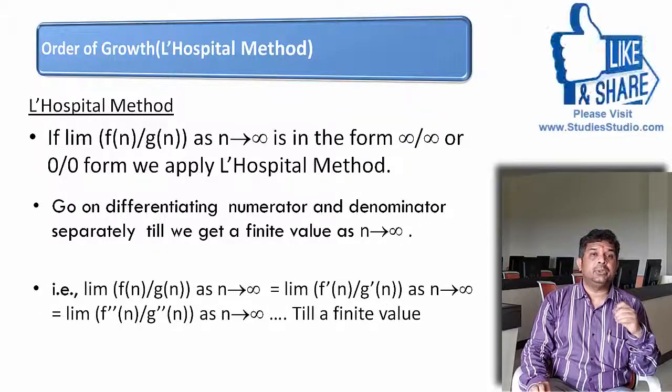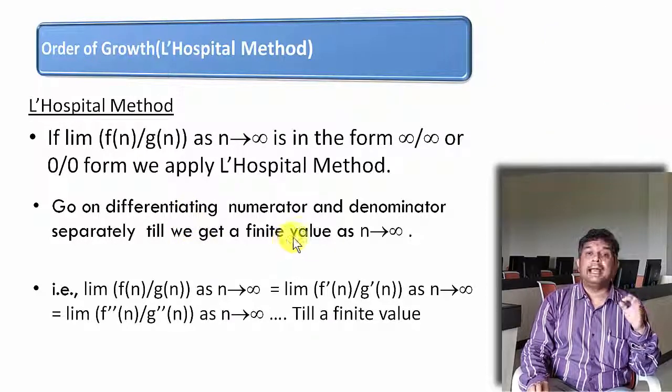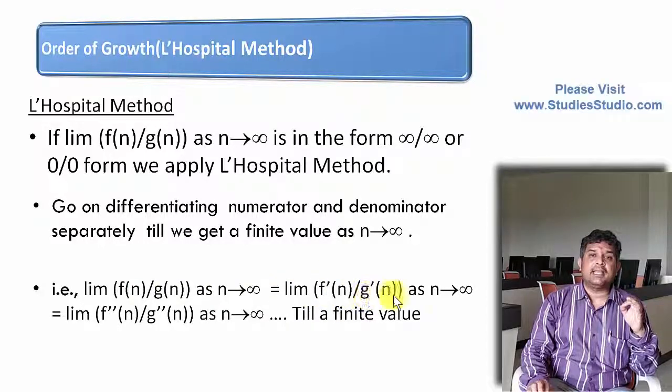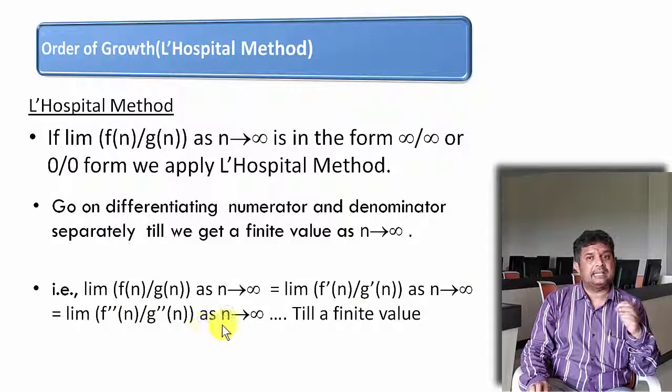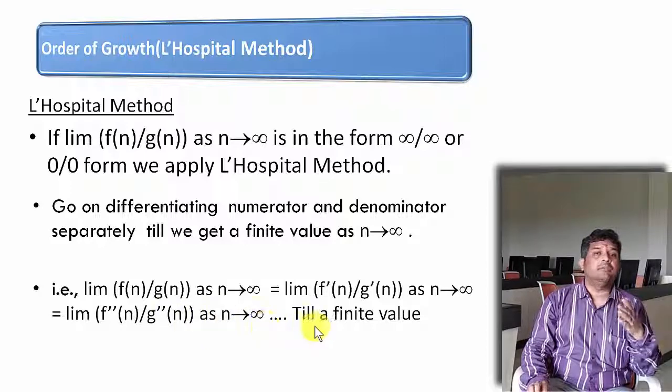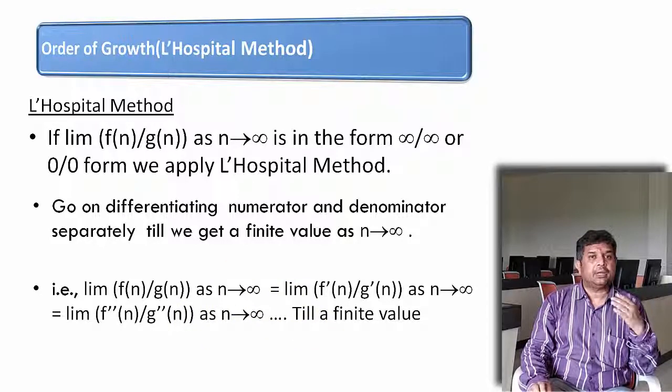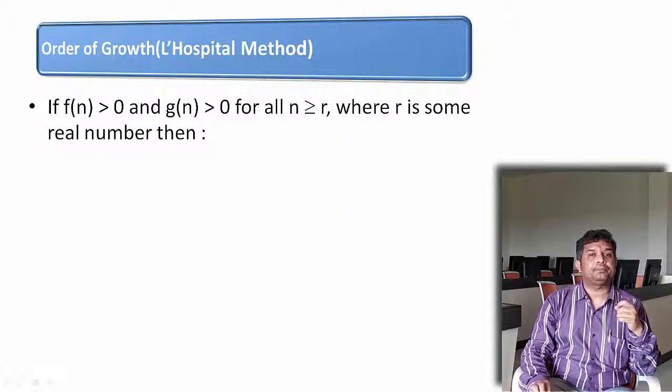Now, what we generally do, we keep on differentiating the numerator and denominator separately till we get a finite value as n tends to infinity. It means we will take limit f(n) by g(n) as n tends to infinity. It will be same as limit f dash n, g dash n as n tends to infinity, is same as limit f double dash n, g double dash n as n tends to infinity. We will continue till we find a finite value. Let us try to do this with the help of an example.